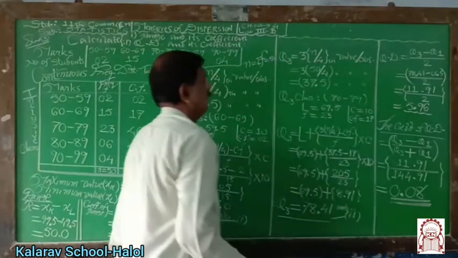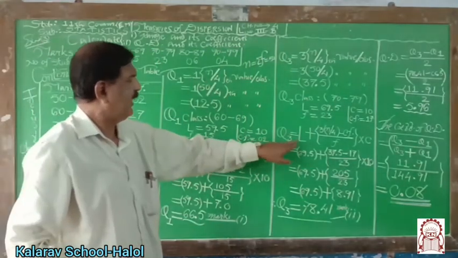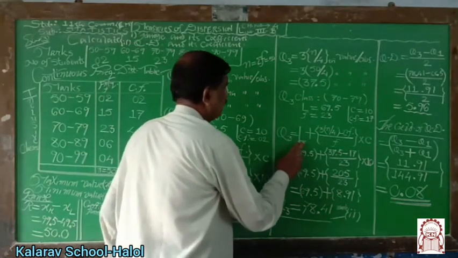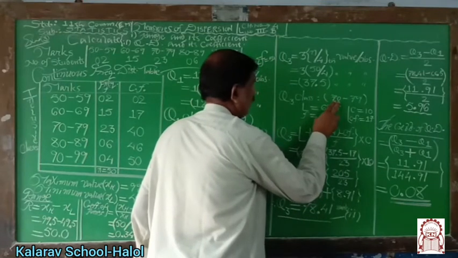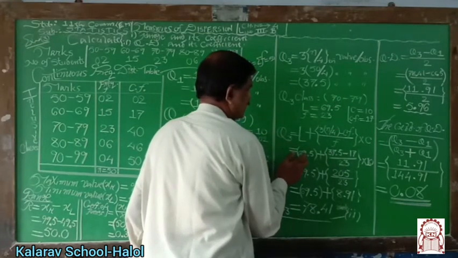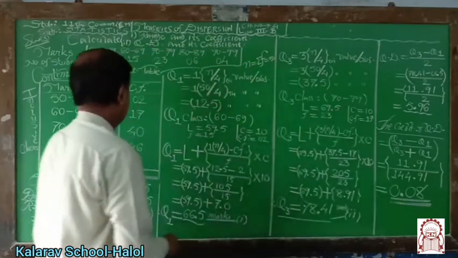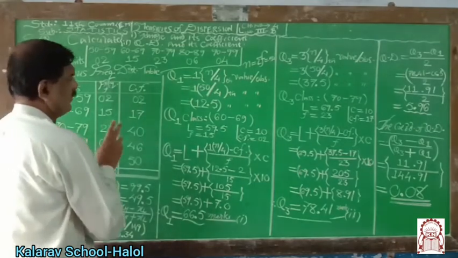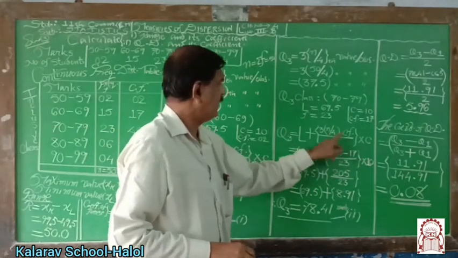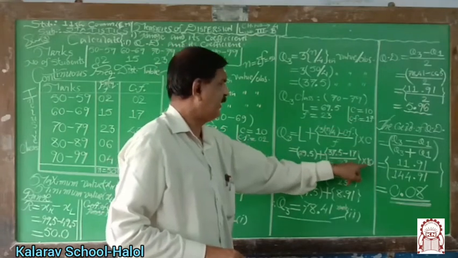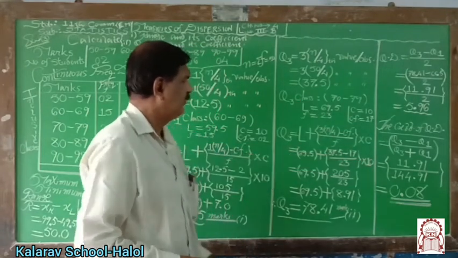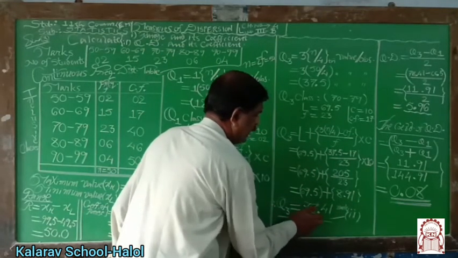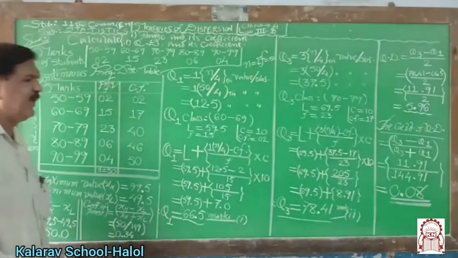Same procedure for Q3: L plus 3 times n by 4 minus CF upon F, multiplied by C. L is not 70; cut 0.5 from this value, hence L equals 69.5. Cumulative frequency CF is 40, frequency of the class F is 23, multiplied by 10, and 3n by 4 is 37.5. If you simplify, the answer will be Q3 equal to 78.41 marks.